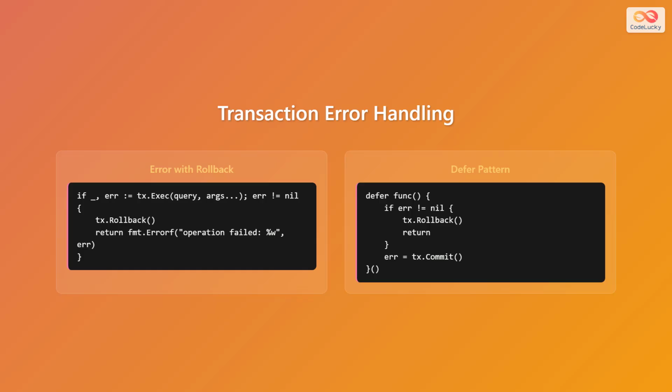Even if there is a panic, for example, defer func() { if err != nil { tx.Rollback(); return }; err = tx.Commit() }().